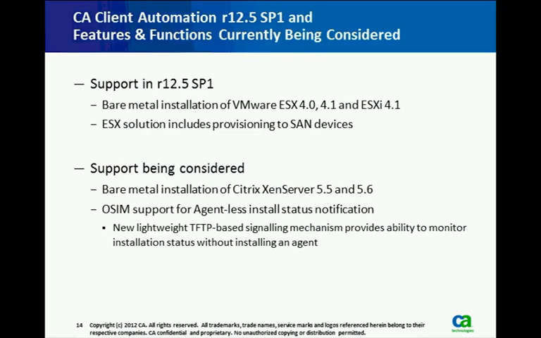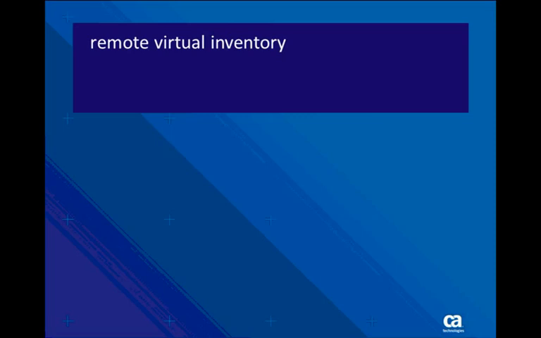Hypervisor provisioning. Now, you can't really support a comprehensive VDI solution without being able to support the provisioning of those hypervisors. So in SP1, we've added bare metal installation of VMware ESX and ESXi. And we also include provisioning ESX to SAN devices. And in our feature pack this next summer, we're going to be adding bare metal installation of Citrix XenServer 5.5 and 5.6. And again, that will be out in a feature pack later this year.